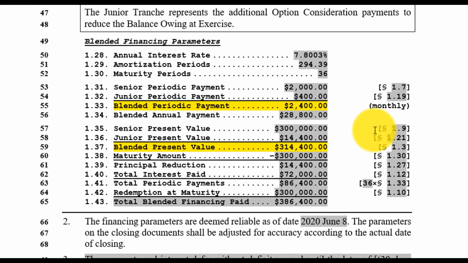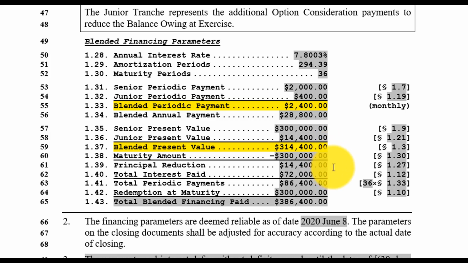And now we have the blended junior and senior tranches as the blended financing parameters. So the monthly payment is $2,400. The beginning value is $314,400. At the end of the lease option term, that will be paid down to $300,000.